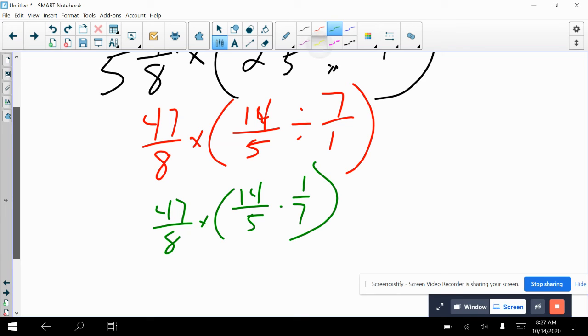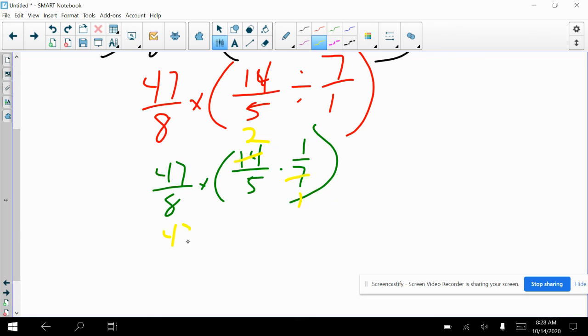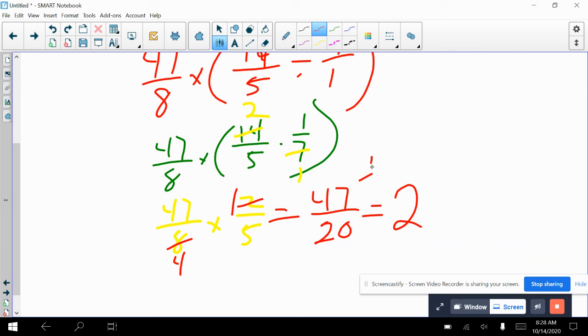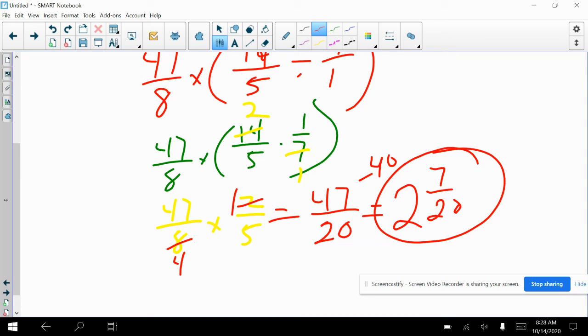Aha! Cross reduce. 47/8 times 2/5. Can we do anything in that juncture? Cross reduce, yes. Anytime, again, you got to train your brain anytime that you have multiplication of fractions, you got to look to cross reduce. How many 20s go into 47 without going over? 2 7/20.